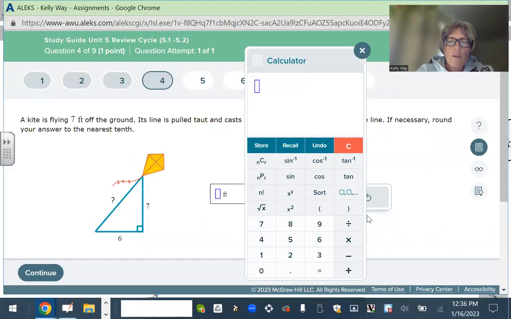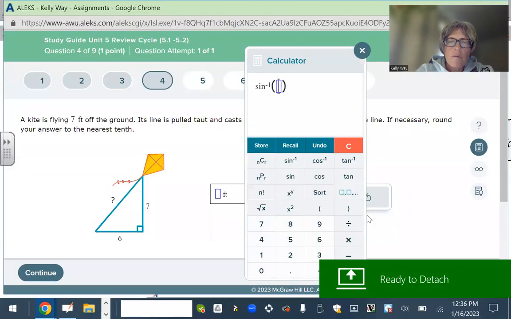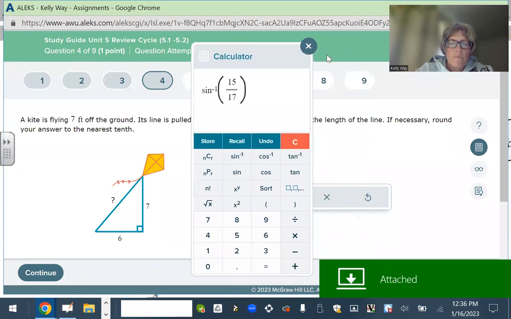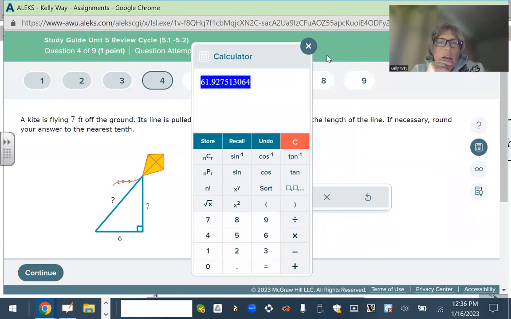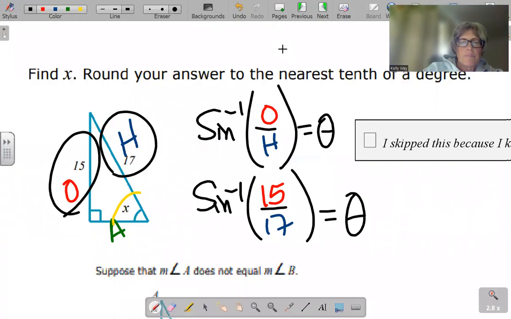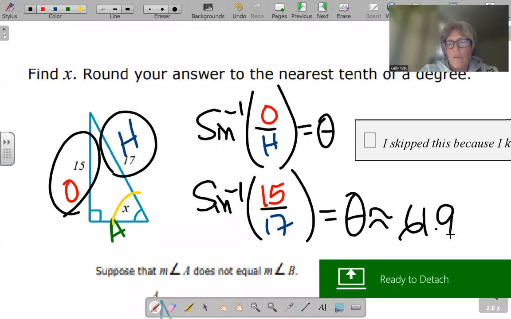On the ALEKS calculator, second function sine 15 over 17. And we have 61.9 here. Degrees.